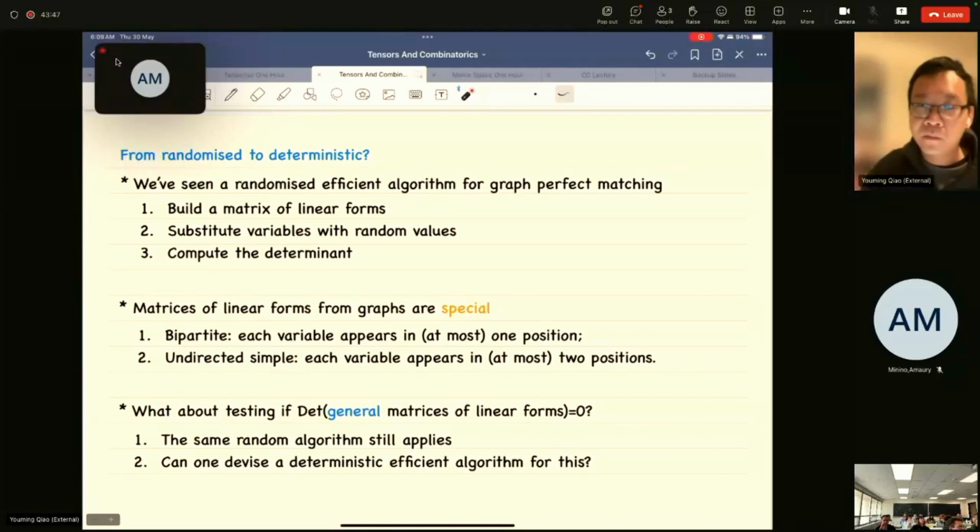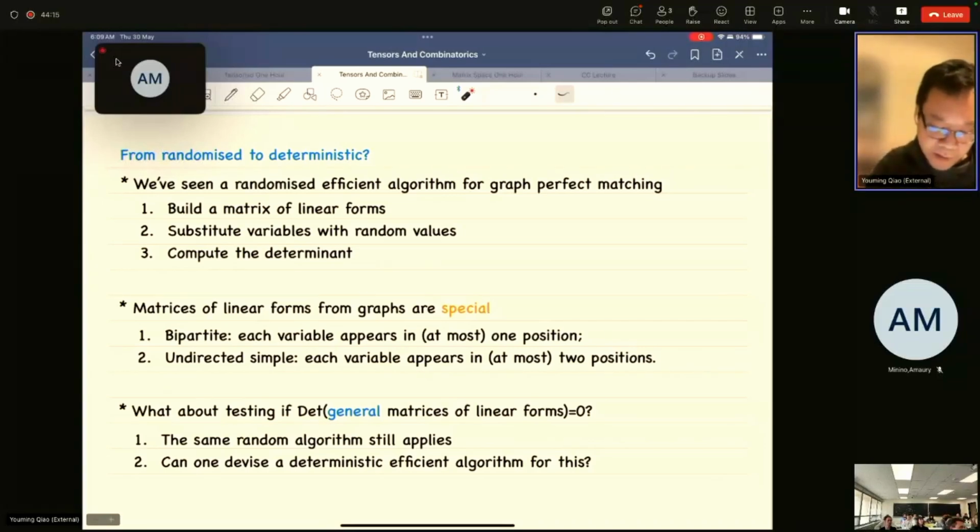So we have seen a randomized efficient algorithm for graph perfect matching, right? And the outline of the algorithm is pretty simple, namely, you build a matrix of linear forms, and then for the variables, you substitute variables with random values, and then you compute the determinant or the Pfaffian. So that's to test whether it's zero or not. Use some sort of lemma to ensure that you have a distinction of the probabilities between the yes and no case.